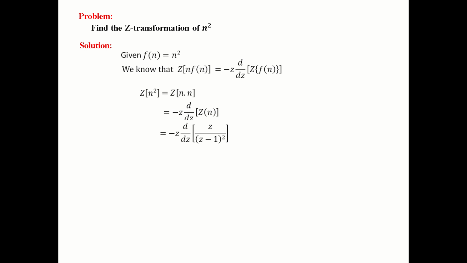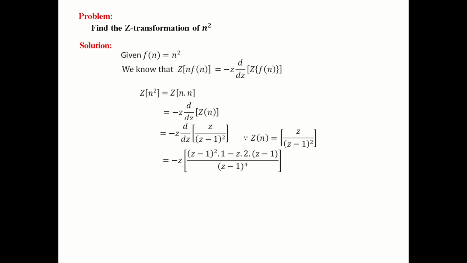Minus z into d by dz of z by z minus 1 square. That we know. Substituting that and taking differentiation. Here the numerator is z, the denominator is z minus 1 square. So we are using the formula for derivative of u by v. So v square in the denominator first: v is nothing but z minus 1 square, so v square means z minus 1 square the square, so z minus 1 power 4.